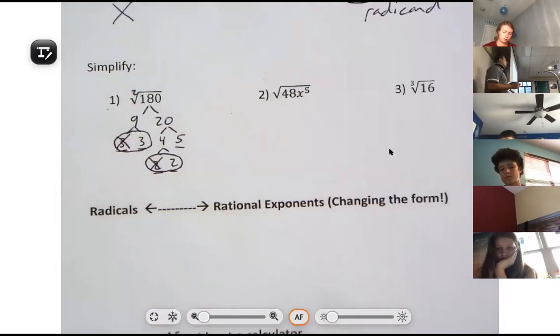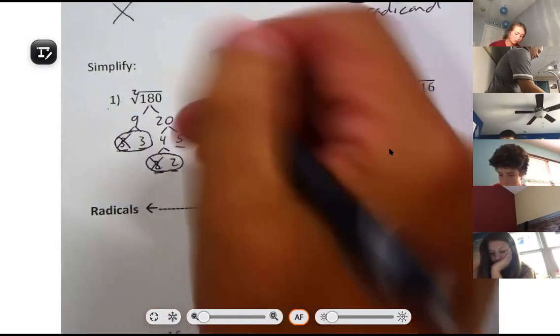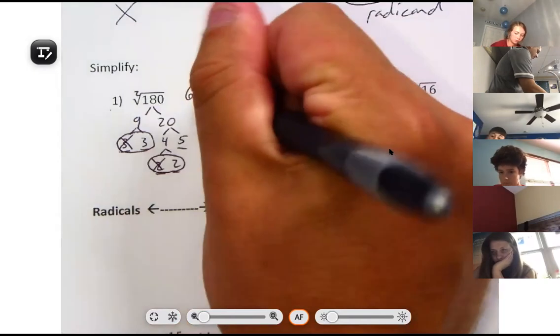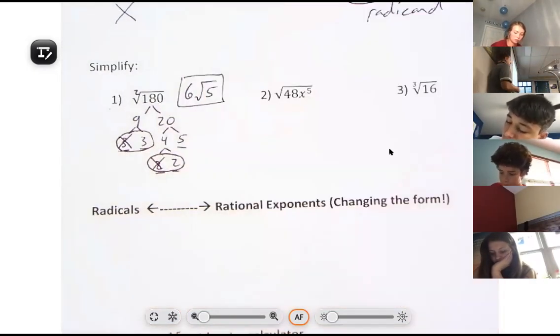And anytime you have more than one thing outside, or if you have more than one thing that didn't have a pair, you're always multiplying your stuff together. So we have 3 times 2. We have 6 on the outside. And then we have 5 left on the inside. So 6 square root of 5 is our answer.